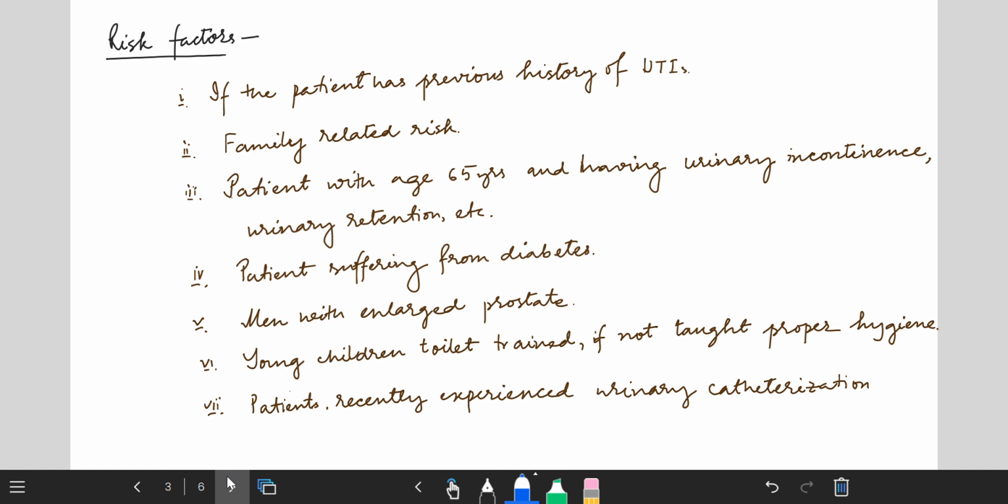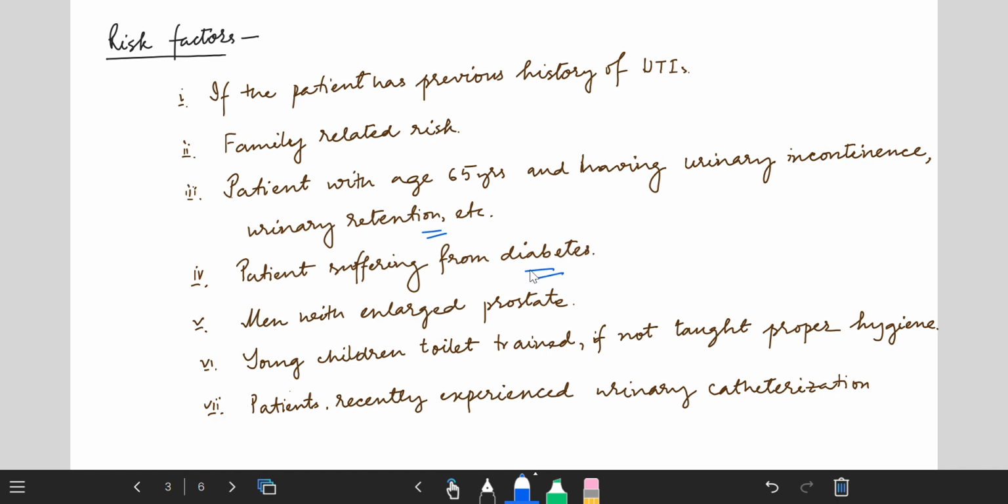Okay. Now, what are the risk factors, or which type of persons, male or female, can get infected by this infection? So, if the patient has a previous history of UTI or family related risk, meaning any one of the family members gets infected by UTIs. Third one is a patient with age 65 years and having urinary incontinence, urinary retention, this kind of problem.